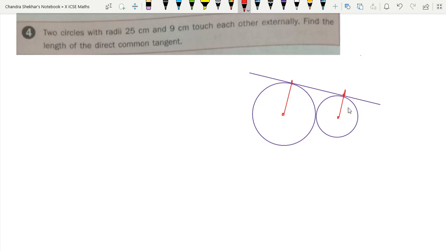Since there are common tangents here, and they have given the radius also. This is the circle with the radii 25 centimeter and 9 centimeter. So this is 25 centimeter, and this is 9 centimeter. We have to find this length. Let it be A, let it be B, and let it be C, let it be D. So we have to find AB as a length.